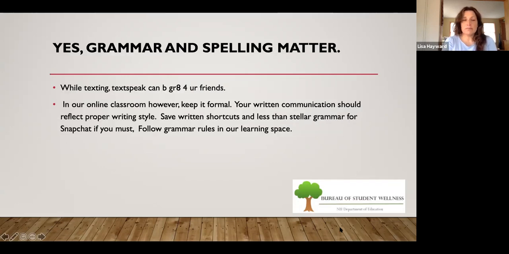Another example: yes, grammar and spelling matter. And here's a bit of a joke. While texting text speak can be great for your friends, that's an incomplete sentence. In our online classroom, however, keep it formal. Your written communication should reflect proper writing style. Save written shortcuts and less than stellar grammar for Snapchat if you must, but follow grammar rules in our learning space. I should probably fix the grammar on that slide.